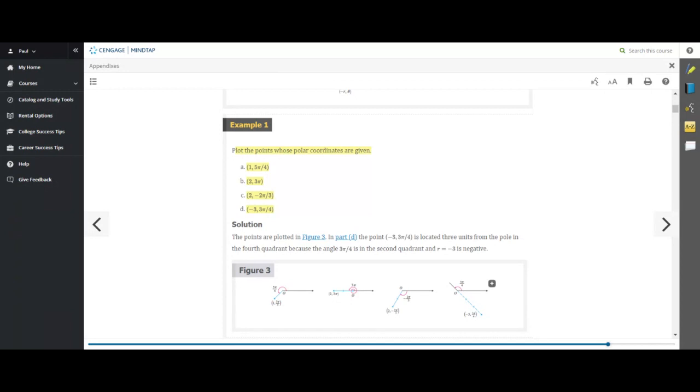And in your web-assigned homework for H.1, it's usually multiple choice. They'll say, all right, which graph below is for this polar coordinate? And you have to do the matching. Okay. Are there any questions so far?